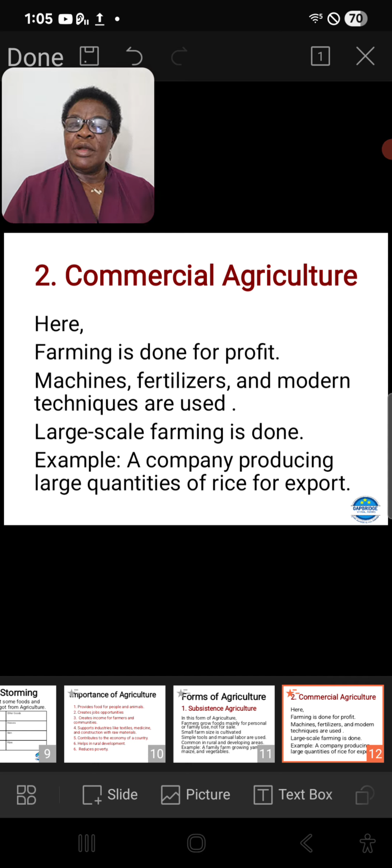2. Commercial farming or commercial agriculture. Here, the farming is done for profit. Machines, fertilizers, and modern techniques of agriculture are used. Large-scale farming is done under this form of agriculture, and the crops and animals are produced mainly for export and for profit. An example is where a company produces large quantities of rice for export.